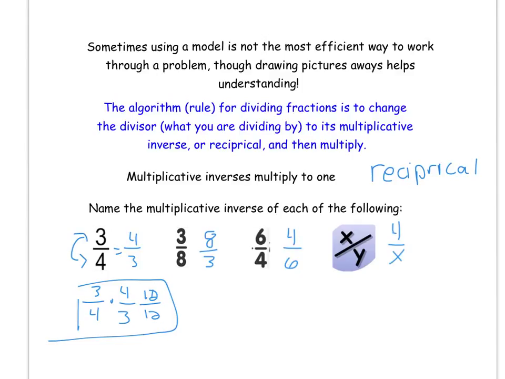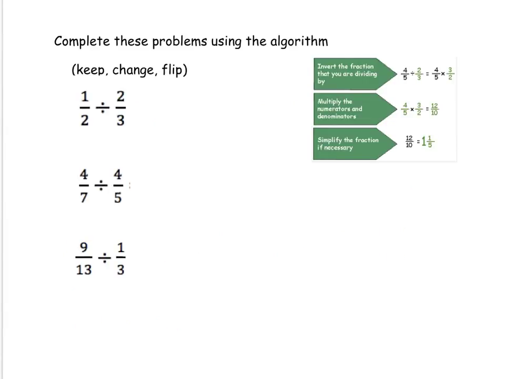Alright, so it's really easy because you're just switching the location. The numerator becomes the denominator, and the denominator becomes the numerator. So did you get these right? This is a y, not a 4. Alright, now let's use that to do some division of fractions. Alright, I have a little cheat sheet over here for you as well. You invert or write the fraction that you're dividing by, you're flipping that, you're multiplying, and then you're simplifying.